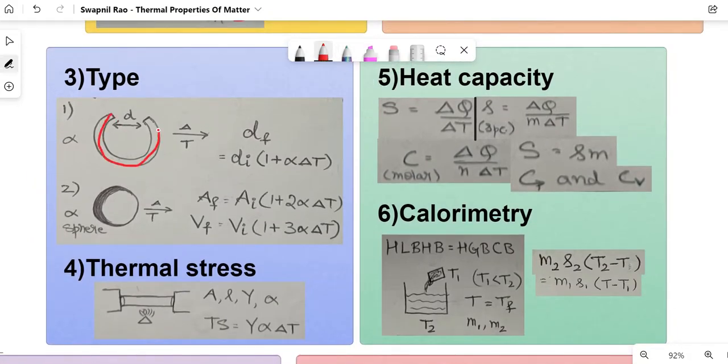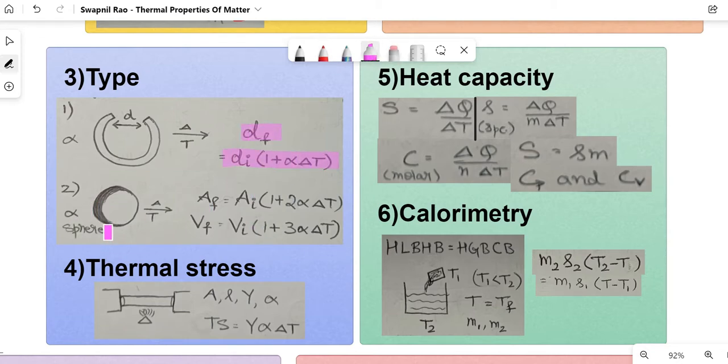Let's say there is a ring like this, and the distance between the edges is, let's say, d. When you heat it, the final distance d final will be equal to d initial bracket 1 plus alpha delta t. This is from the same logic. Instead of L, I've used d over here. Basically d means the length, the distance between the 2 points. So it increases, as you can see, it's plus. This is not a formula, but I'm just going to highlight it anyways.